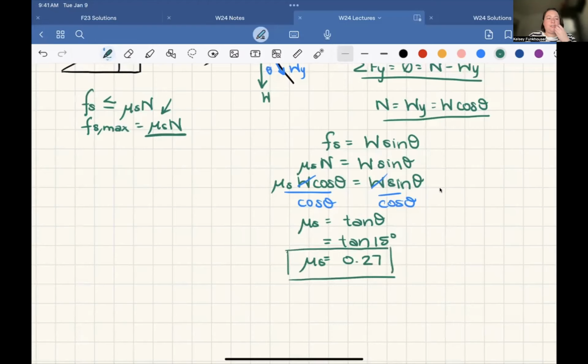And a note, I didn't mention this, but friction coefficients do not have units.